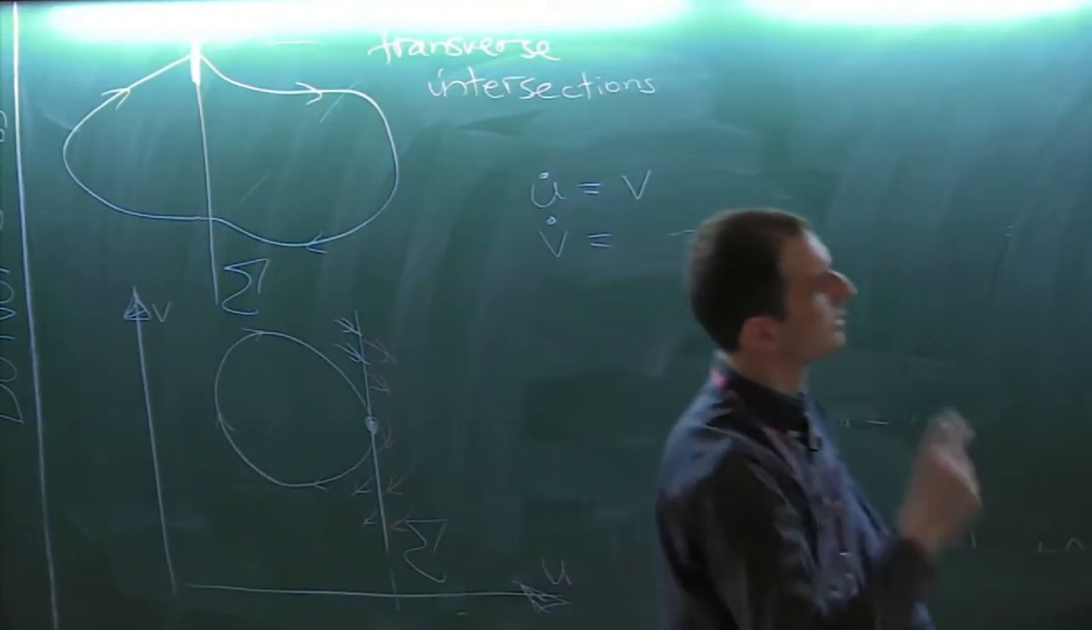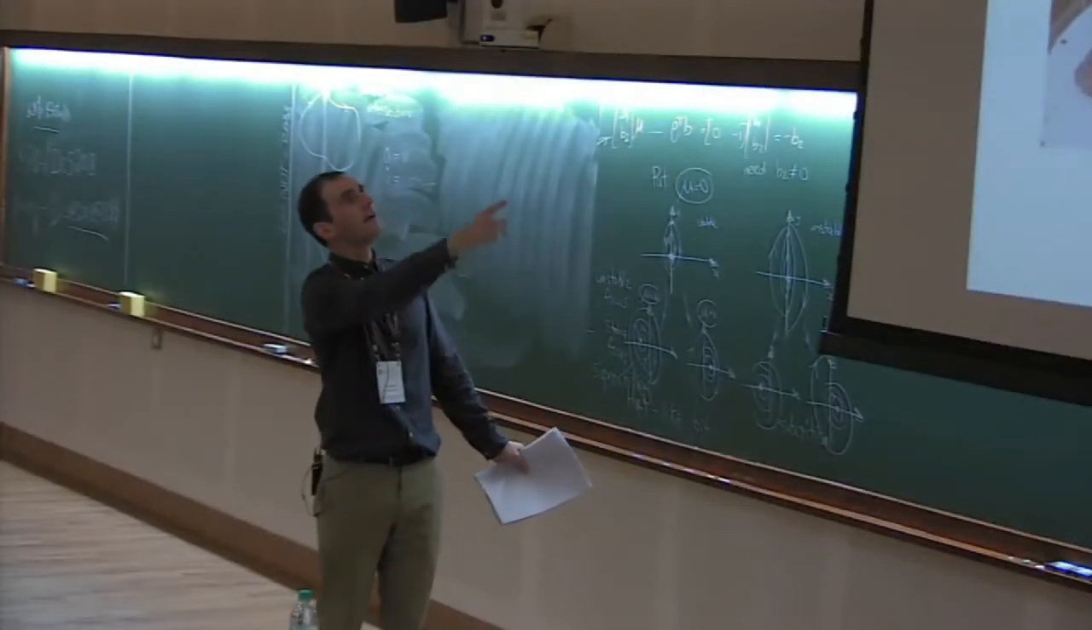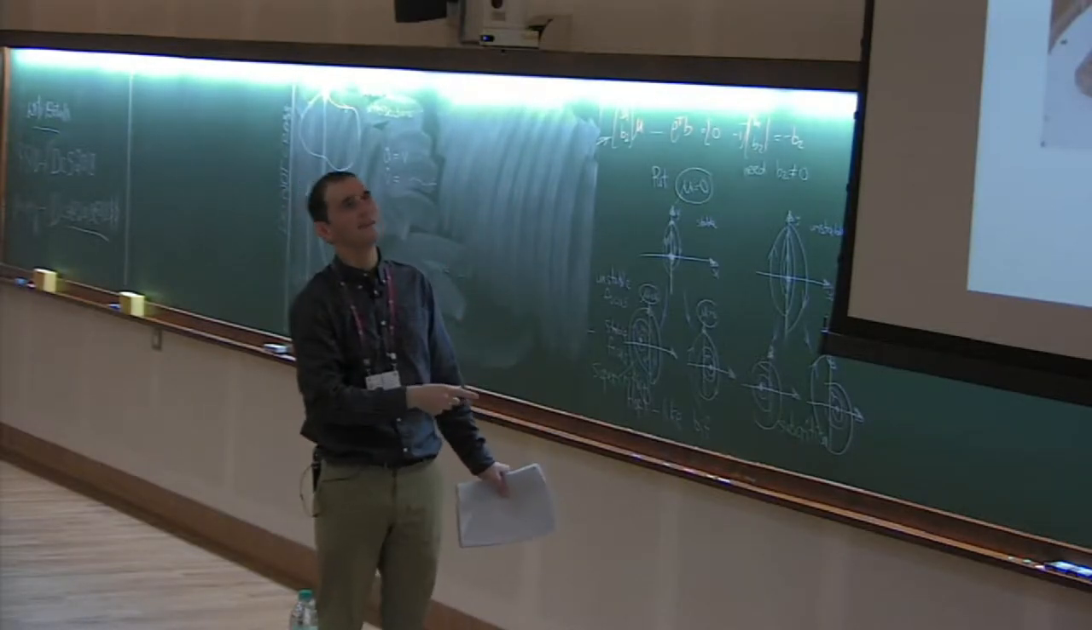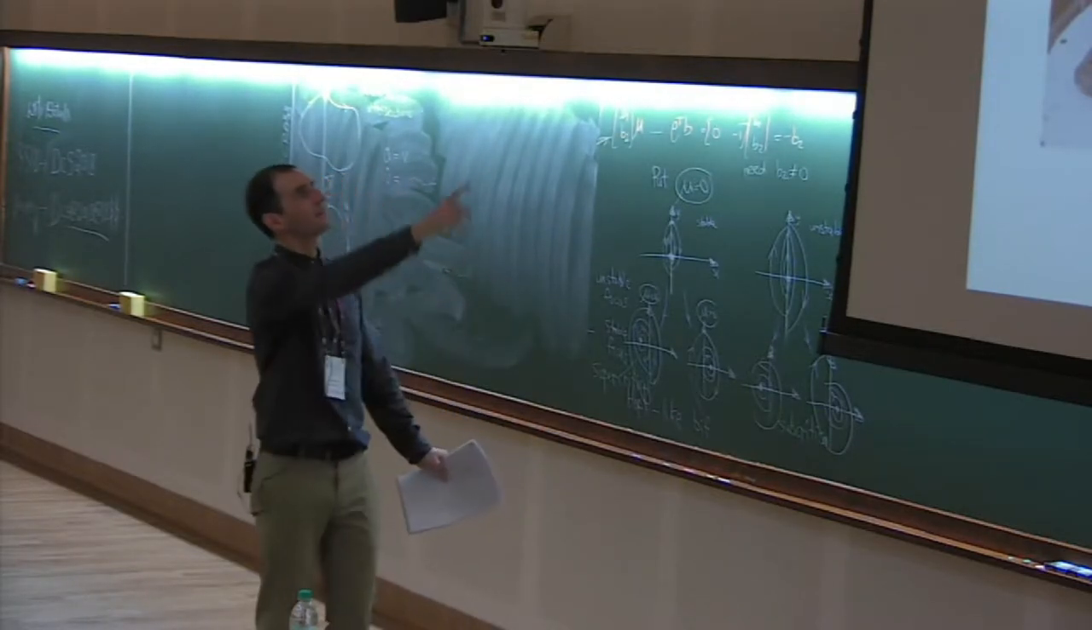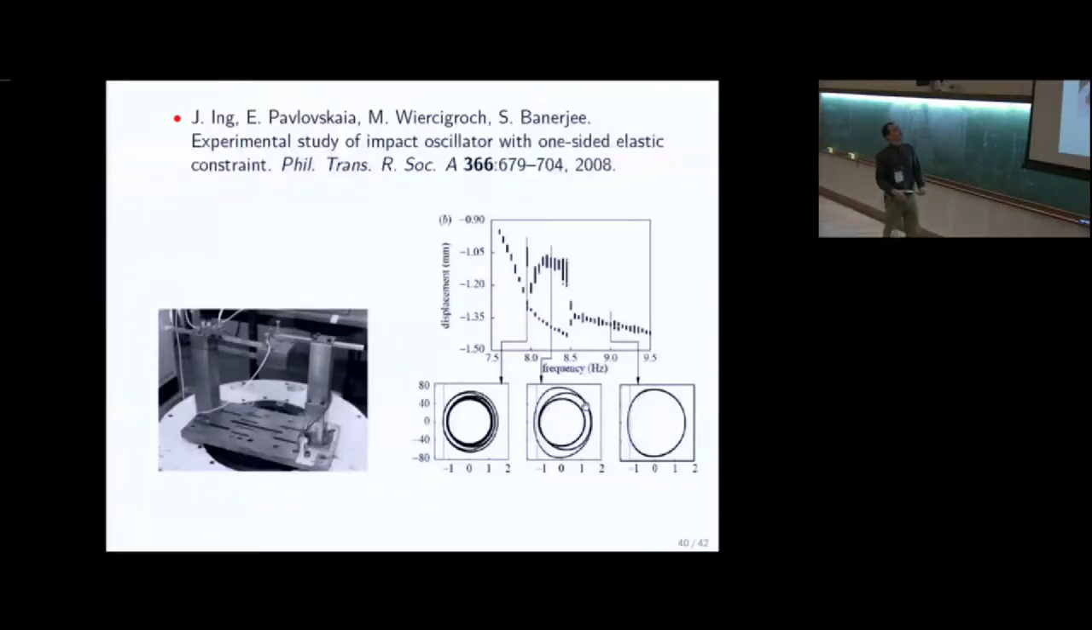This sort of thing has been observed experimentally. There's a paper by Soumitro and Marian, I can't pronounce his last name. He's at Aberdeen, and I think the first two are his former students. They built an impact oscillator. It's a bit more sophisticated than a pendulum that hits a wall. Instead of a pendulum, they've got this mass in there.